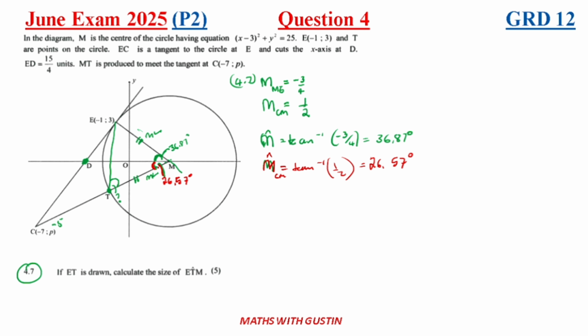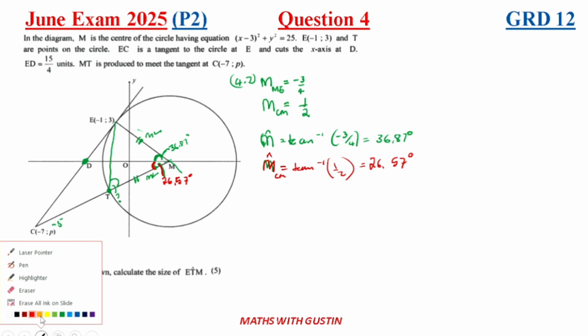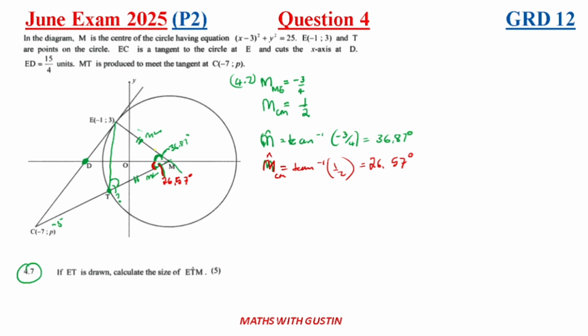So now what does this mean? This means now you have got these two angles. It means now this whole angle here, hope you guys can see the yellow, this whole angle here is the sum of the two angles. So therefore the total angle M is equal to 36.87 plus 26.57, which gives us an angle of 63.43, which is this angle here.